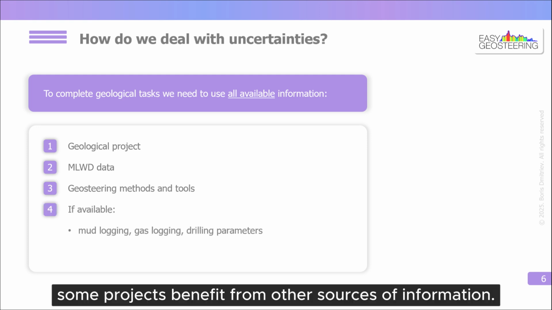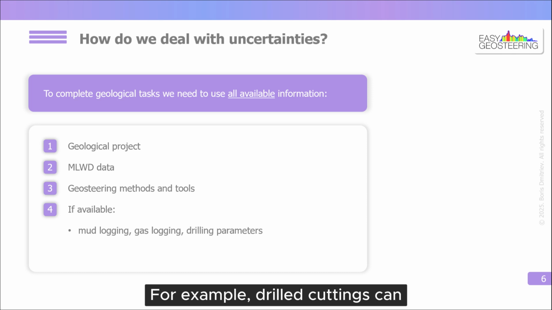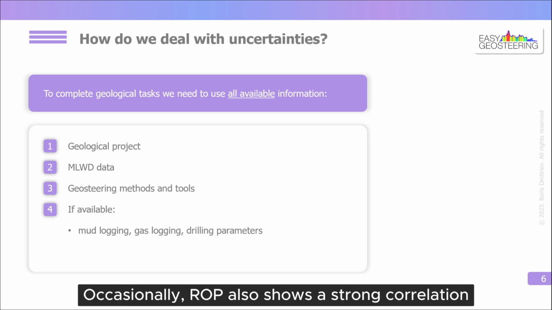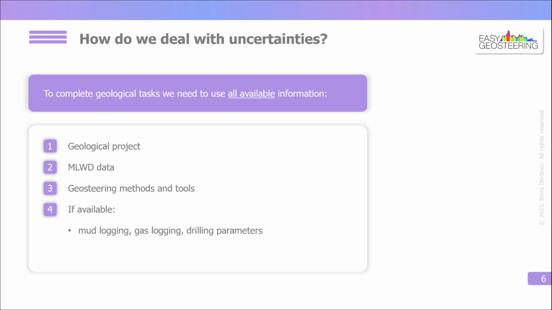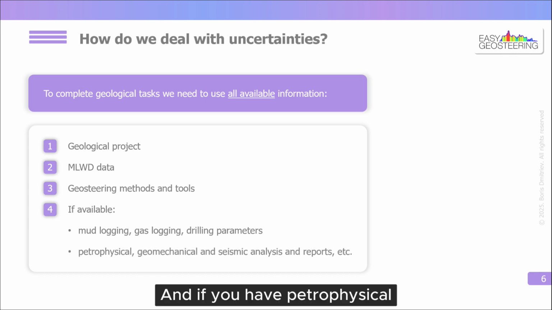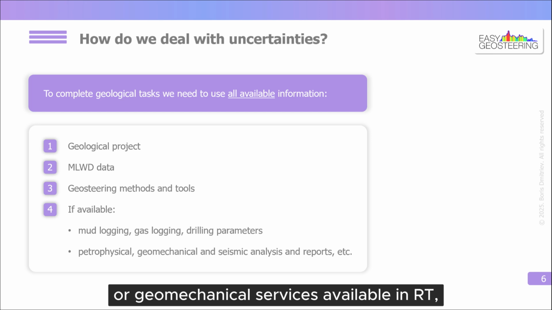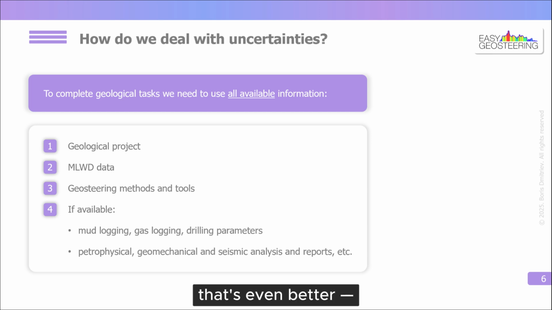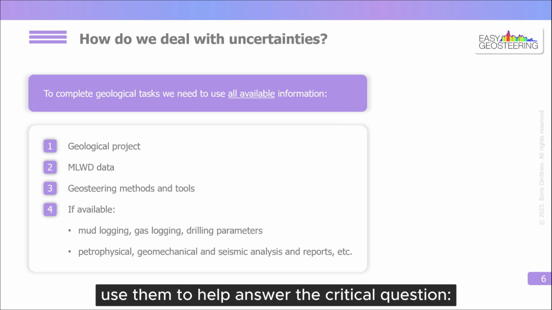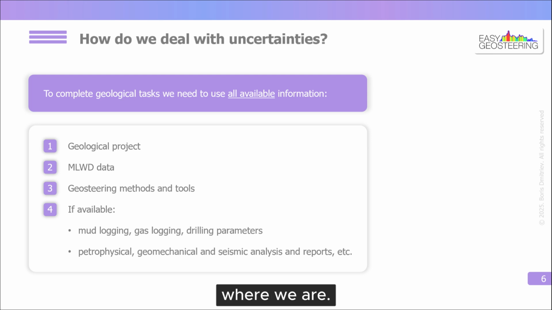Additionally, some projects benefit from other sources of information. For example, drilled cuttings can sometimes clearly indicate if we are inside the reservoir or not. Occasionally, ROP also shows a strong correlation with the reservoir flag. And if you have petrophysical or geomechanical services available in real time, that's even better. Use them to help answer the critical question: where we are.